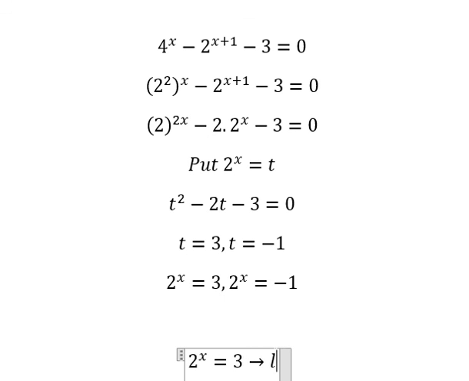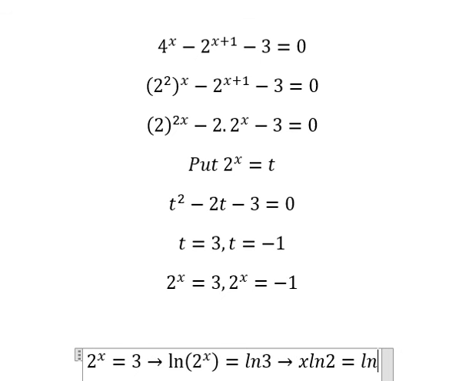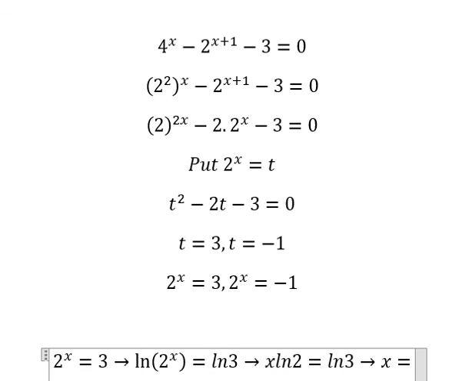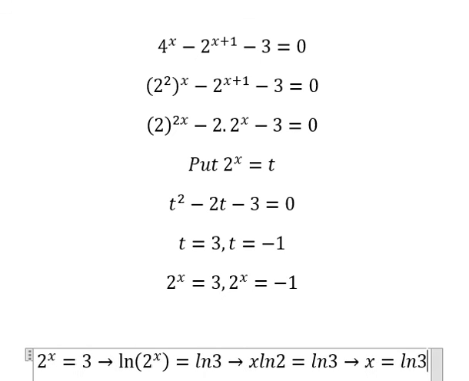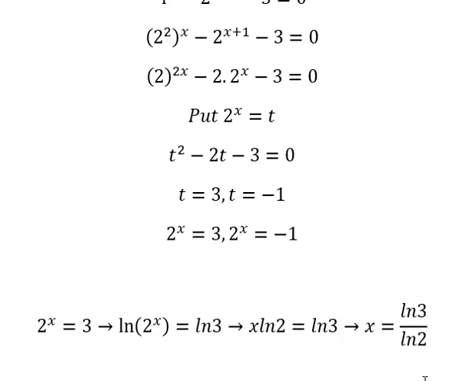And later we take the natural log of both sides. So we have s ln 2 equals ln 3. And we divide both sides by ln 2. And we have ln 3 over ln 2. And this is the final answer.